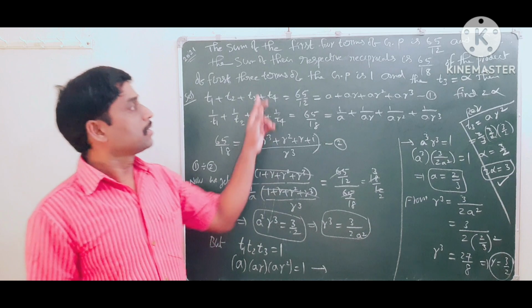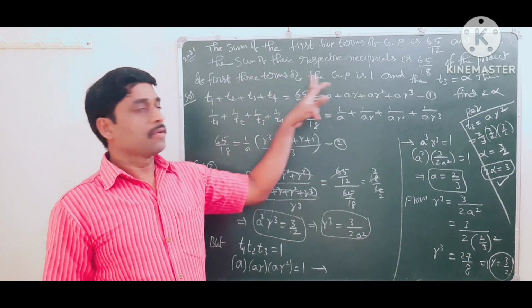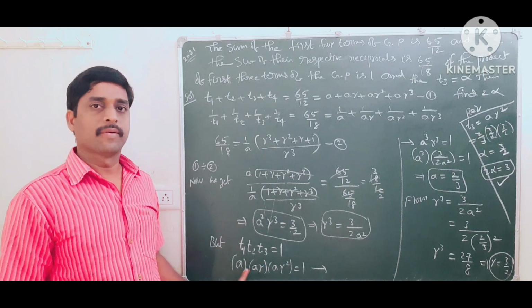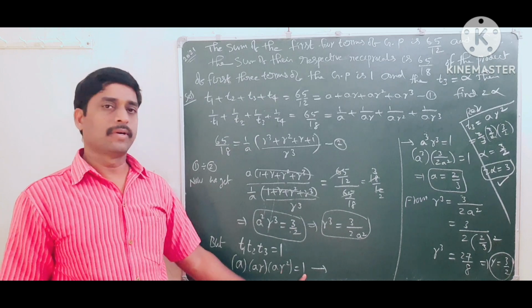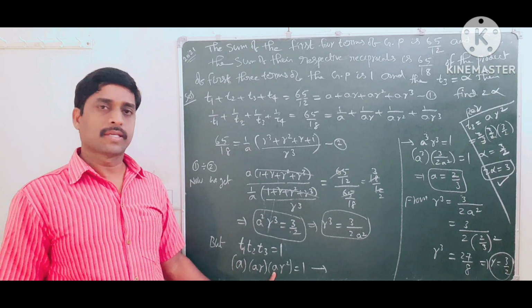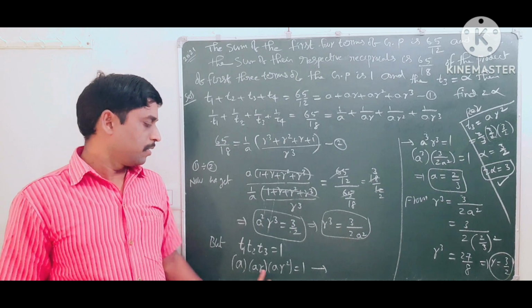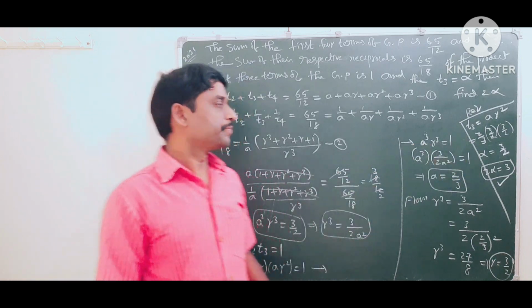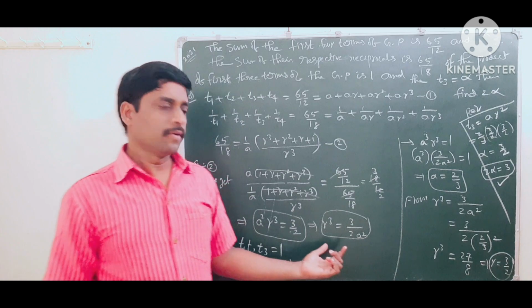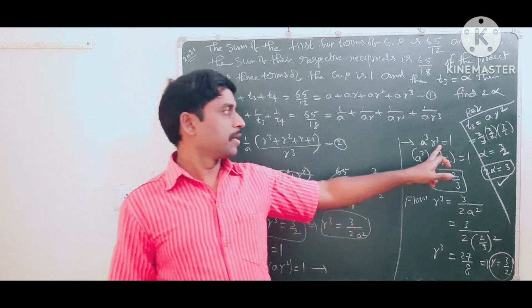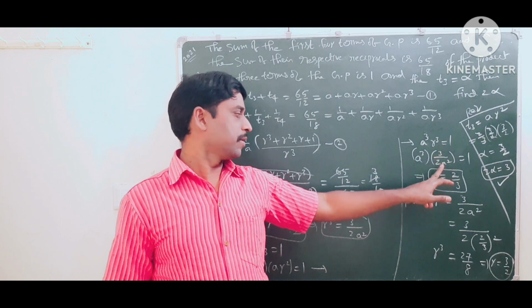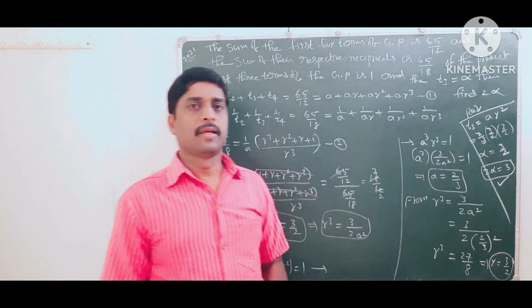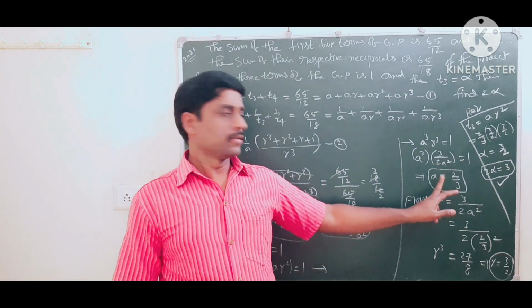In the statement one more condition is given. The product of the three terms of the GP is 1. So T1, T2, T3 is equal to 1. So what is T1 here? First term A. T2 is AR. T3 is AR square, and the product is equal to 1. So A into A we get A square, then A square into A is A cube. R into R square is R cube. So A cube R cube is equal to 1. But we have recently got the R cube value as 3 by 2A square. So replace R cube with 3 by 2A square, which is equal to 1. So A square gets cancelled, and A is equal to 2 by 3. So we have got the A value, 2 by 3.